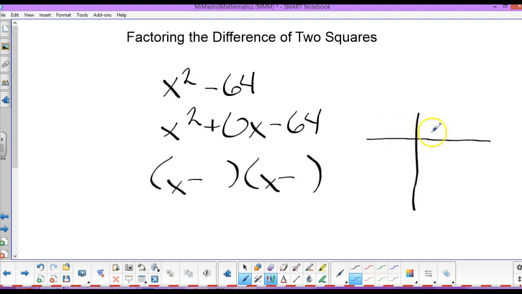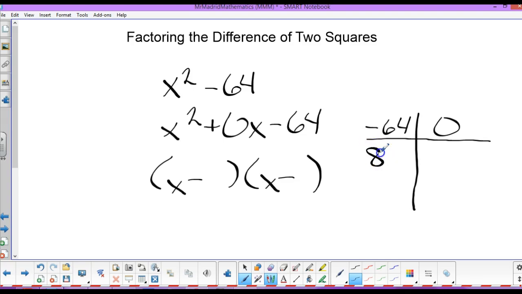Okay, although some of us can do this in our heads, this pretty much illustrates what's happening in your head anyways. So here we have negative 64, and here I have 0. So the trick here with the difference of two squares is you're looking basically for the same number and its opposite.